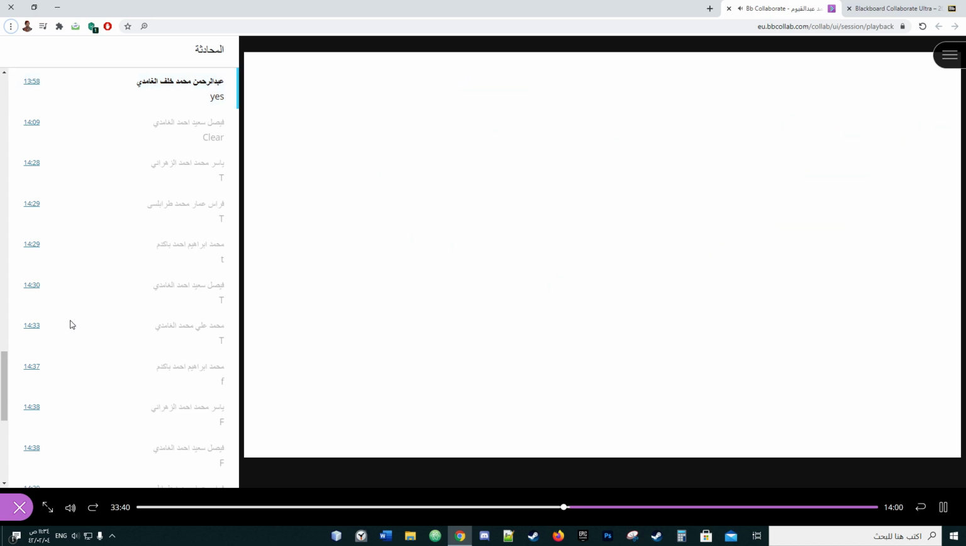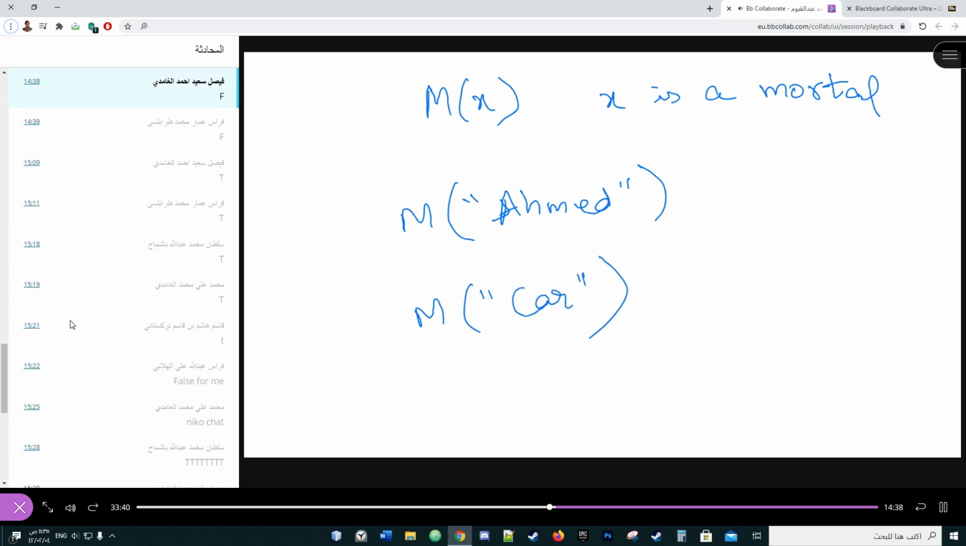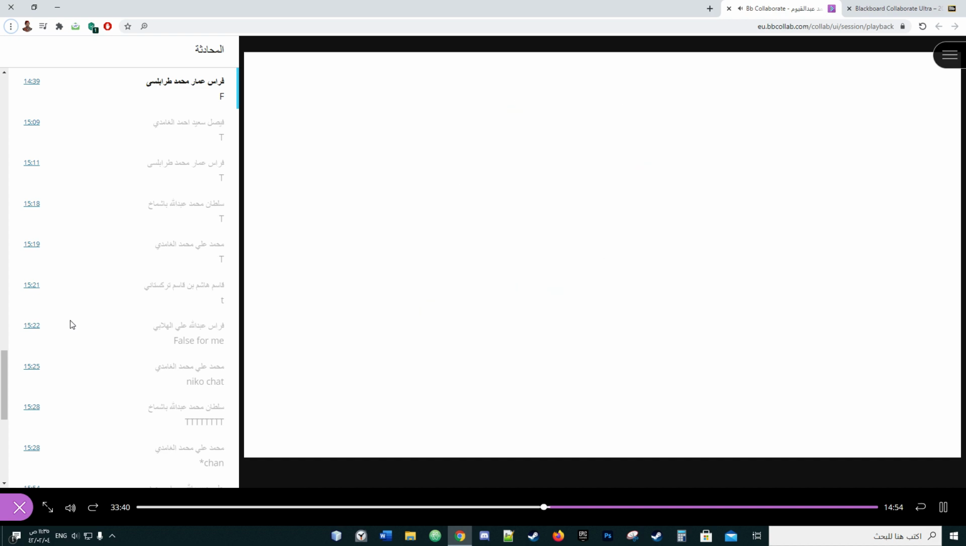We can also use simple examples. For example, m of x: x is a mortal. Mortal means human. Is this true or false? Very good. It's true. What about this? It's false. So we can use this as a math expression. You can use it as a logic English. So it doesn't really matter. So these are some examples. Okay. So for example, we can have a crazy statement like this.